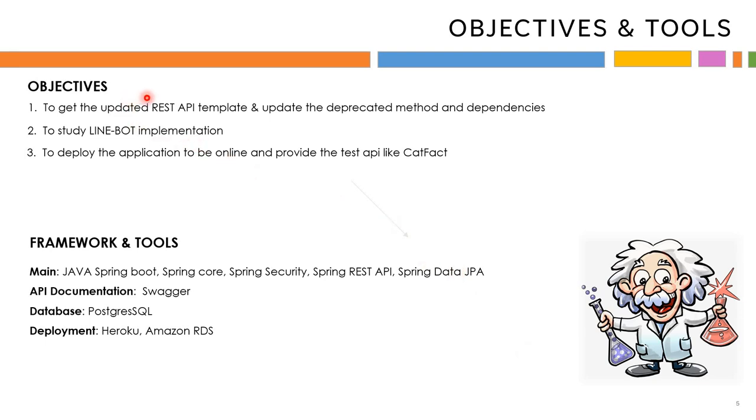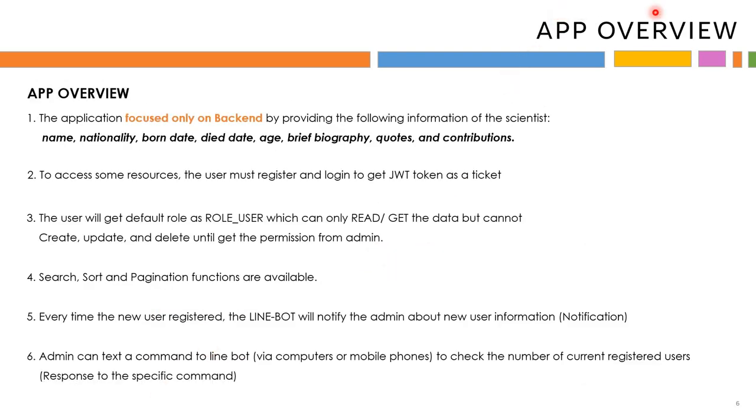So the objectives are to get an updated REST API template and update the deprecated methods and dependencies, study the Line bot implementation, and deploy the application to be online and provide a test API like Cat Fact. Framework and tools: Java, Spring Boot, Swagger, PostgreSQL, Heroku, Amazon RDS. This is the last part.